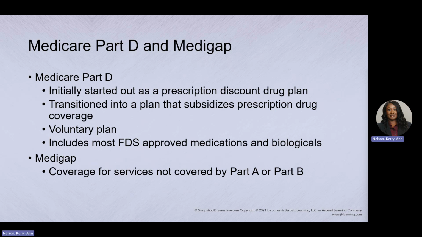Medicare Part D initially started out as a prescription discount drug plan, but it has since transitioned into a plan that subsidizes prescription drug coverage. It's voluntary and includes most FDA-approved medications and biologicals. Medigap is a coverage for services which are not covered by Part A or Part B.